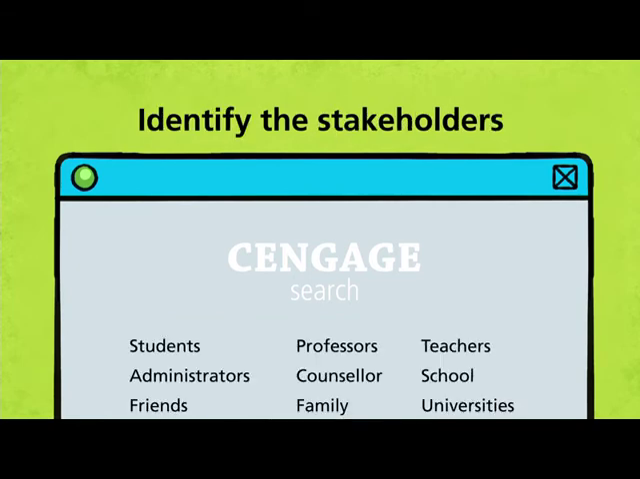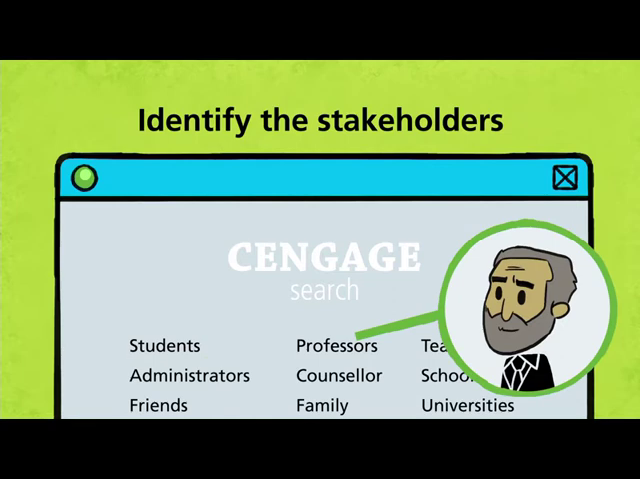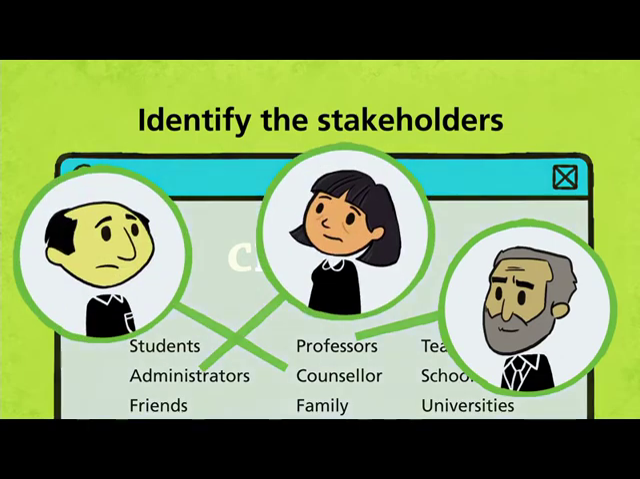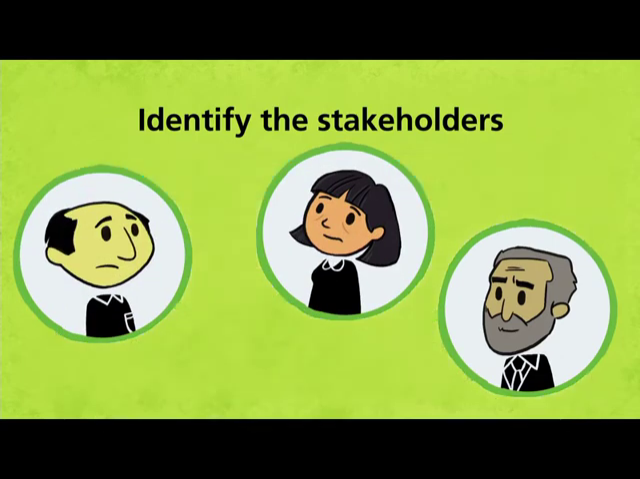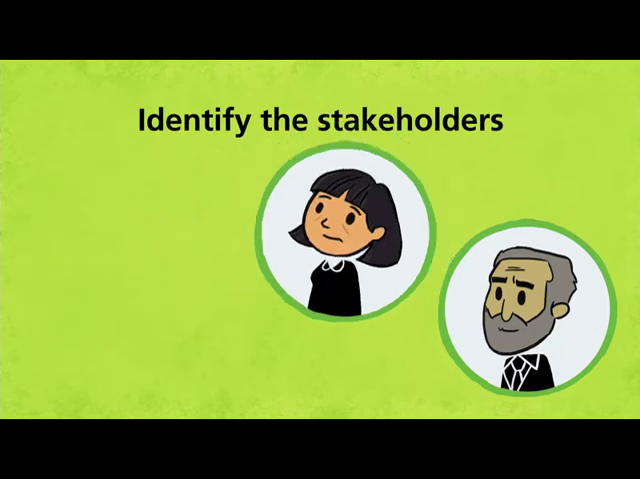Third, identify the stakeholders or audience. From your research sources, you learn that while students are the most obvious stakeholders, professors, administrators, and university counselors are also affected by student stress.